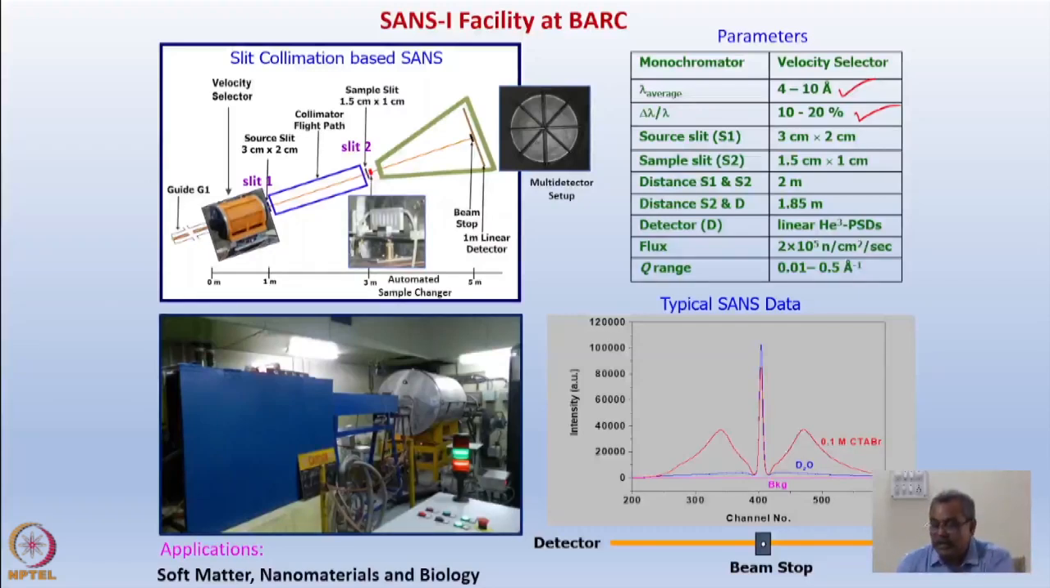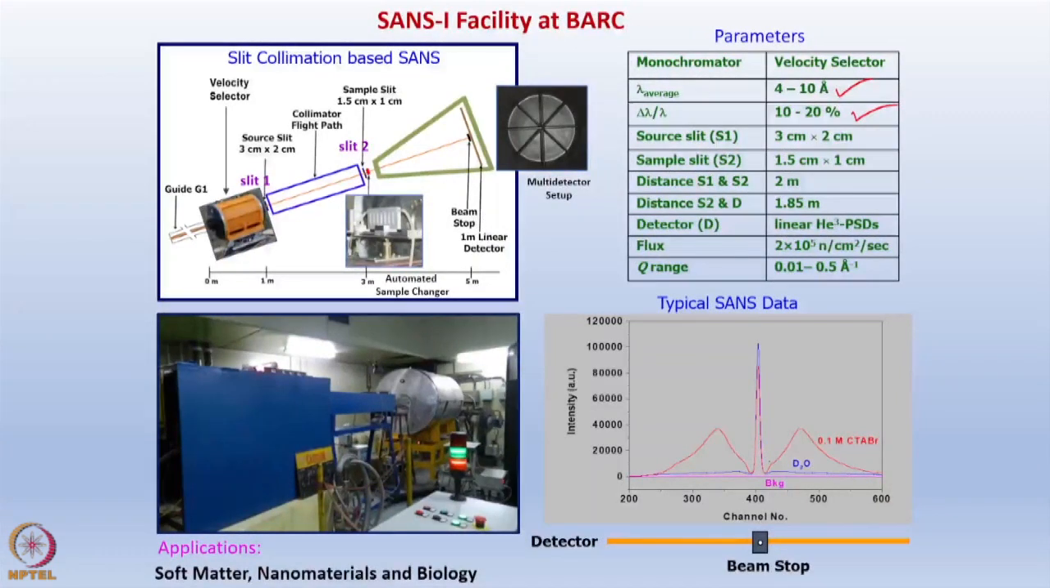So I show you typical data. Here you see this central part is a direct beam, and this is the scattered beam. So this is the beam which will be used for obtaining various parameters for a sample. Here it is a 0.1 molar C-tab. C-tab is a surfactant, as I was talking to you earlier. But now, instead of one detector, I have got many. So this scattered beam forms a cone, and I can arrange the cone on these detectors. It should be centered on this. This is the direct beam, and I can collect the data on a large number of detectors.